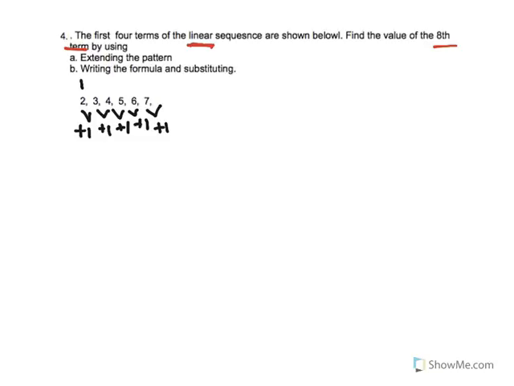Okay, so the problem says to find the value of the 8th term by first extending the pattern. So this is my first term, second, third, fourth, fifth, and 6th. So I need to find the 7th and 8th term. So in order to continue the pattern, the last number they give me is 7. So I'm going to add 1 and get 8 as my 7th term. Add 1 more to get 9 as my 8th term. So from extending the pattern, we have found that 9 is the 8th term.